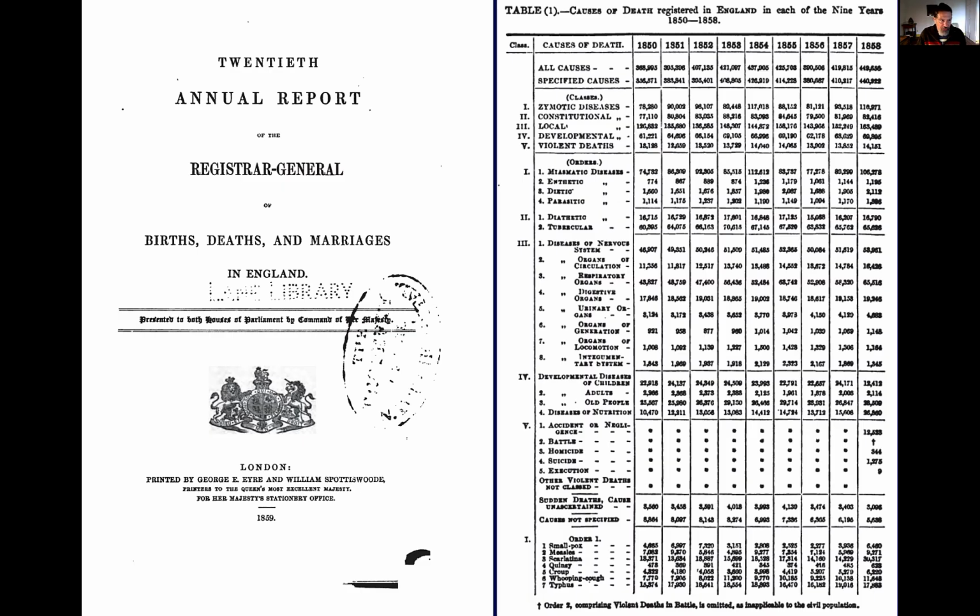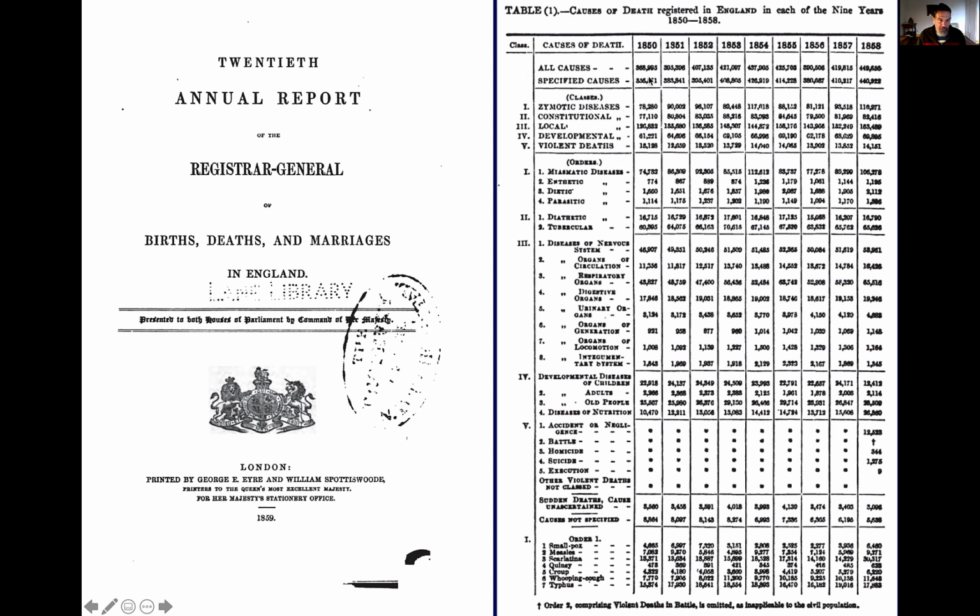So here's an example of the 20th annual report from the Registrar General's Office on births, deaths, and marriages in England in the year 1859. And I don't want you to get all of the details in the table, but just to give you an idea of its structure here, in the columns going across are the years running from 1850 to 1858. And going down on the rows here are the different causes of death. So zymotic diseases, constitutional, local, and violent, et cetera.